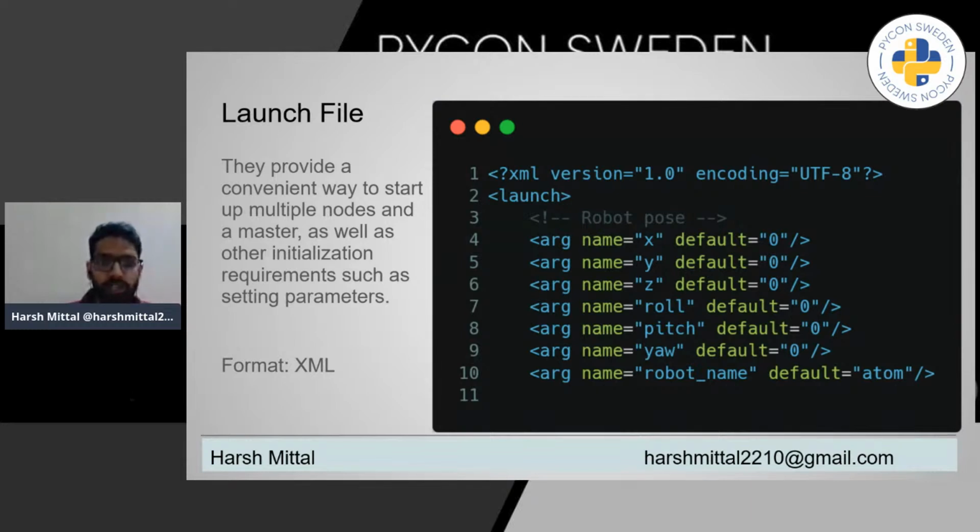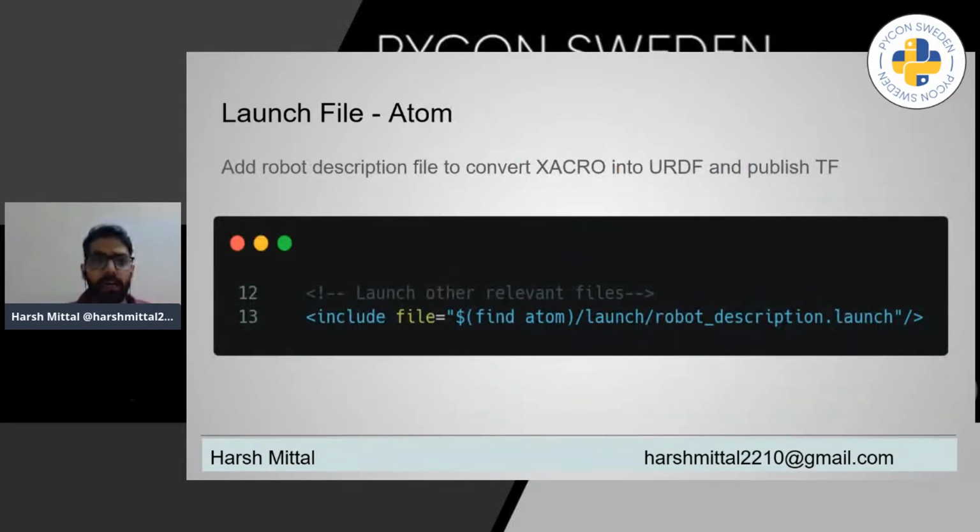In the code itself, you can see I have initially given all the different parameters that I'll be using, that is, to spawn the robot, right? Next, I have included a file, robot_description file. This line will include this file, where we have given all the different robot information. So let's see what exactly is in this particular file.